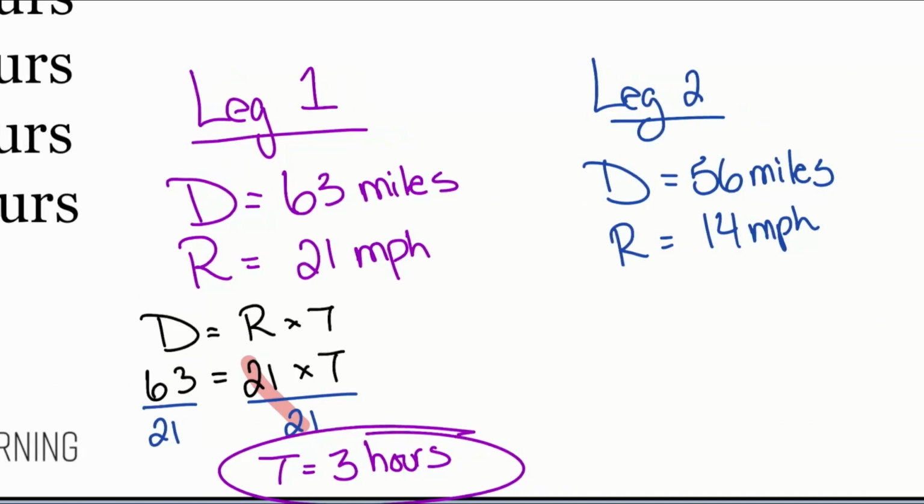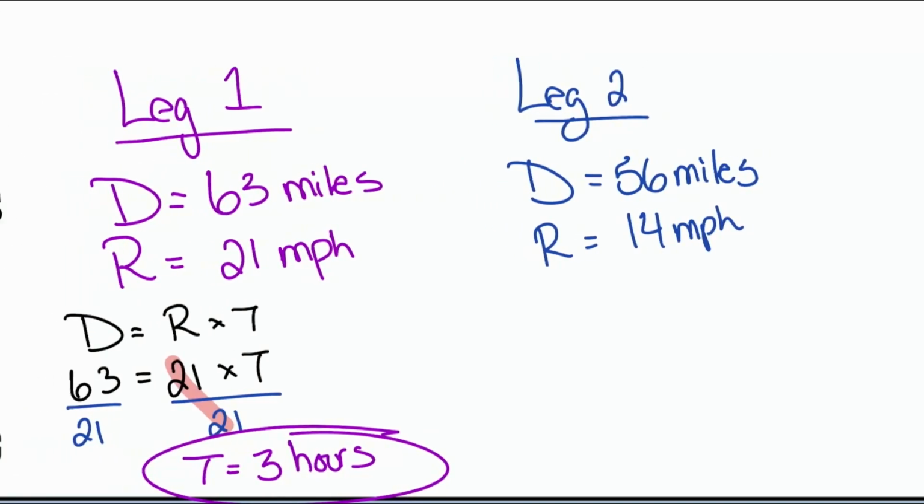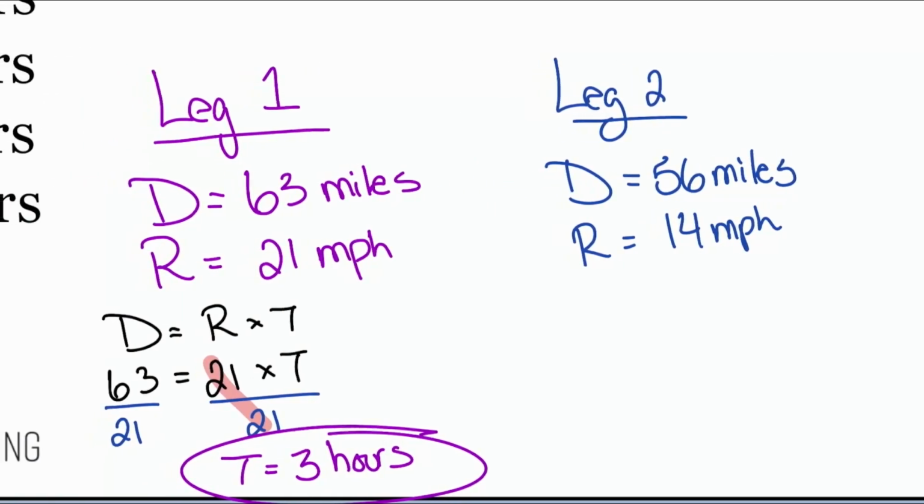Now let's check out the second leg here. We have 56 and 14. So we'll have distance equals rate times time again. The distance was 56 miles, so just plug that in. The rate is 14. And then we're going to solve for that time. Everyone, again, what number are we dividing both sides by? Yeah, 14, exactly.